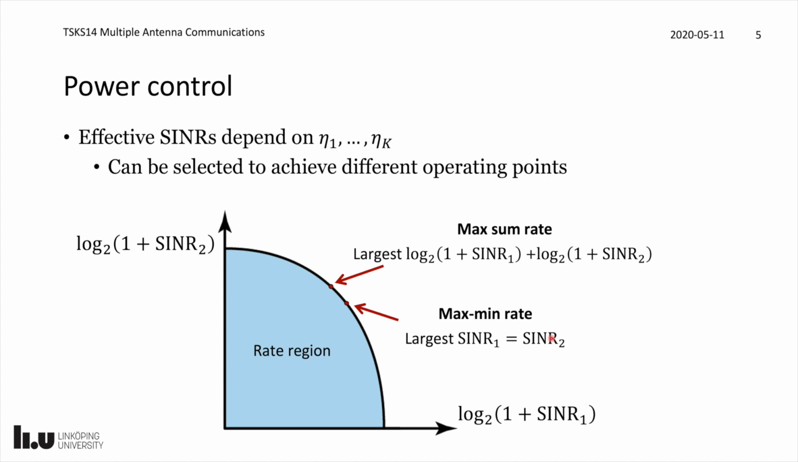And then under the assumption that they should be the same, we would like that same value to be as large as possible, and that's when we end up here at the outer boundary. This is called max-min rate because it's the maximum value of the minimum rate in our system. And that is what we will focus on in this lecture. And there are two reasons for that.